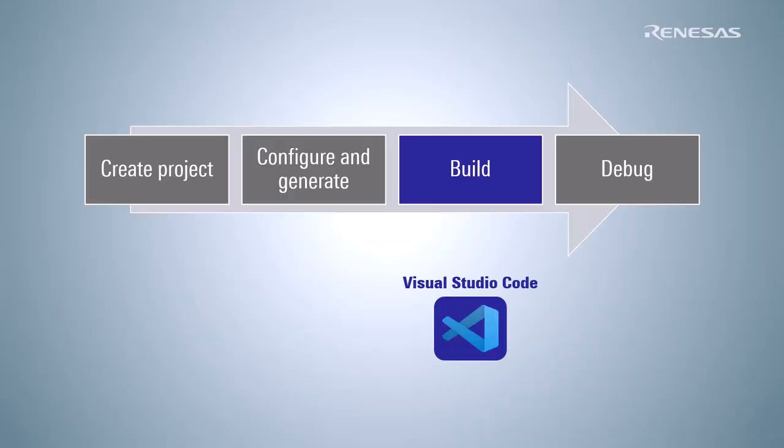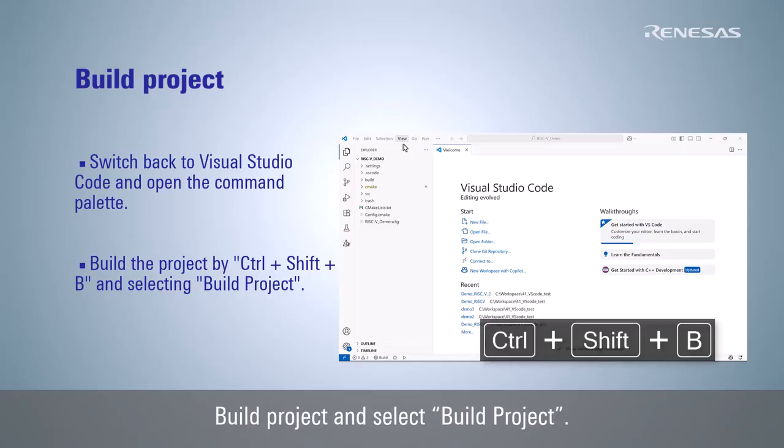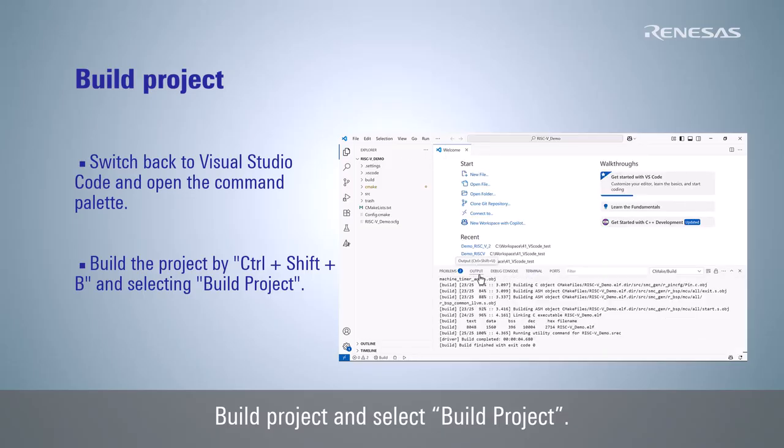The third section of the video will walk you through the steps to build the project in Visual Studio Code. Switch back to the Visual Studio Code application. Build the project using the shortcut key Ctrl+Shift+B and selecting the option to build project. Wait for the build to complete and check the results from the terminal panel.